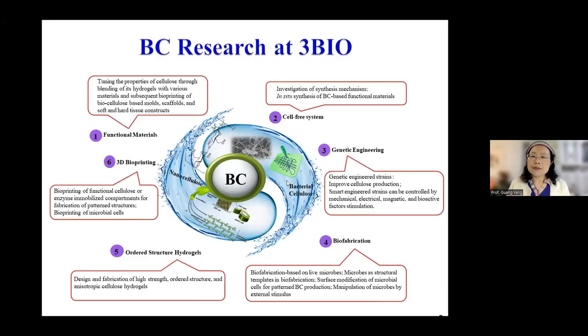The main focus of my lab is bacterial cellulose, which is a kind of nanocellulose. Based on nanocellulose, we can build different functional materials. Nanocellulose is also a very good building block for 3D printing. We can also use bacterial cellulose to obtain ordered structures, to design and fabricate special nanostructured hydrogels. Bacterial cellulose is not ordinary nanocellulose, because it is produced by special microbes.